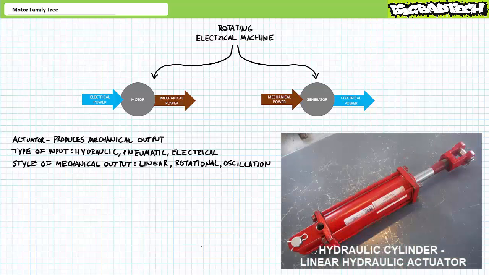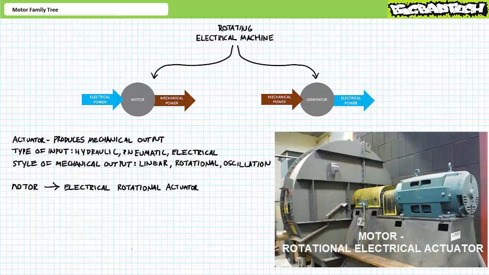A hydraulic cylinder is a classic example of an actuator that translates hydraulic power into linear mechanical power. The hydraulics playlist, available at the Big Bad Tech channel, deals extensively with hydraulic cylinders and hydraulic systems. A motor is a classical example of an actuator that converts electrical power into rotational mechanical power.